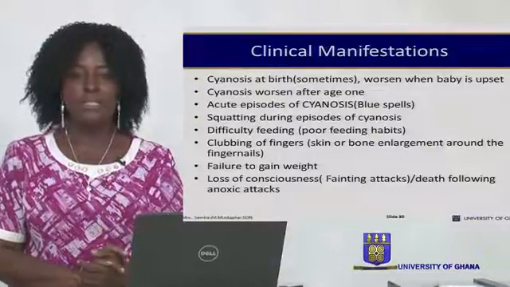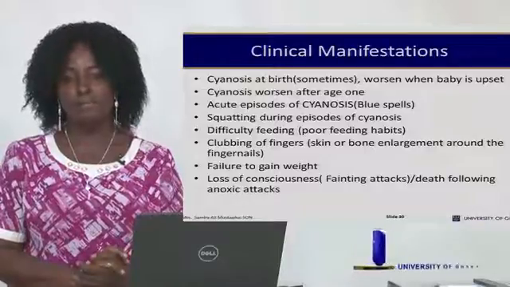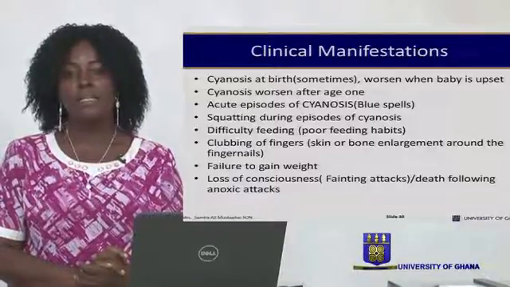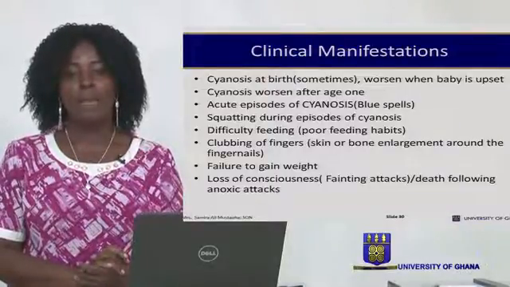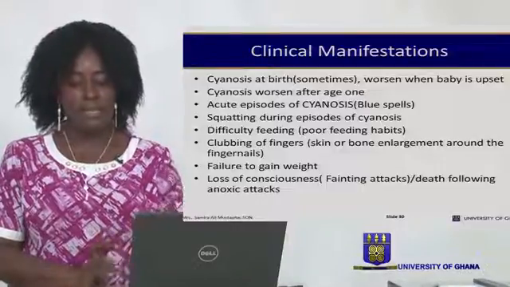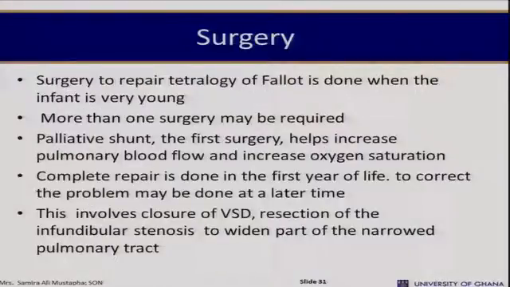The clinical manifestations are what I've listed here. There will be cyanosis because of the extensive nature of the defects. There are acute episodes of cyanosis, or what we call blue spells, and squatting during the episodes is what helps the child, and difficulty in feeding. Clubbing of the fingers, where the skin or bones are enlarged around the fingers, and failure to gain weight. All these are indicated. And here surgery is done, and more than one surgery may be required.